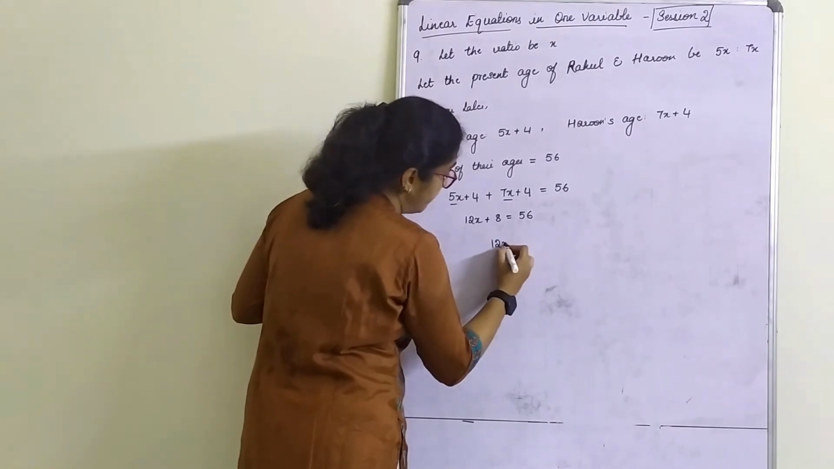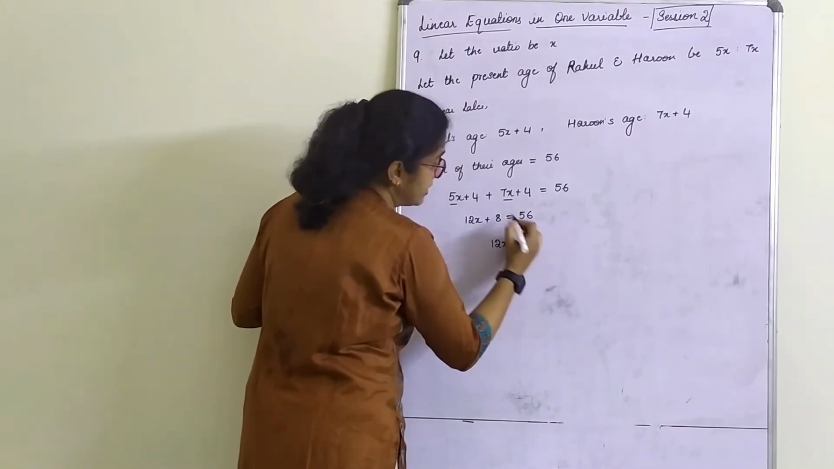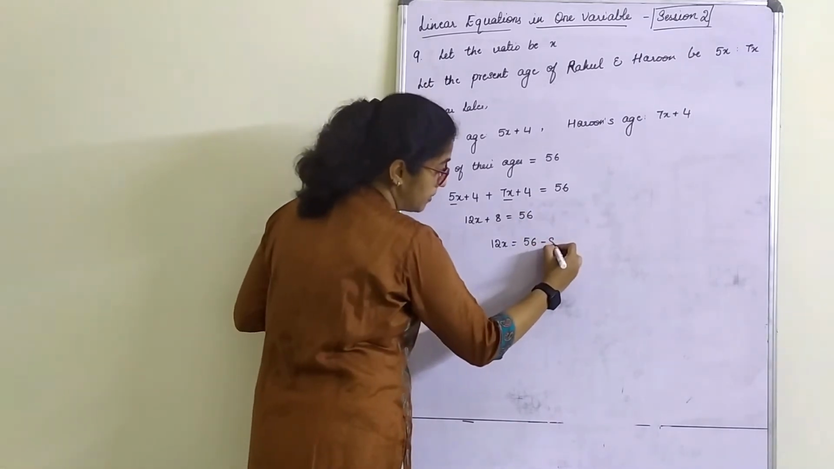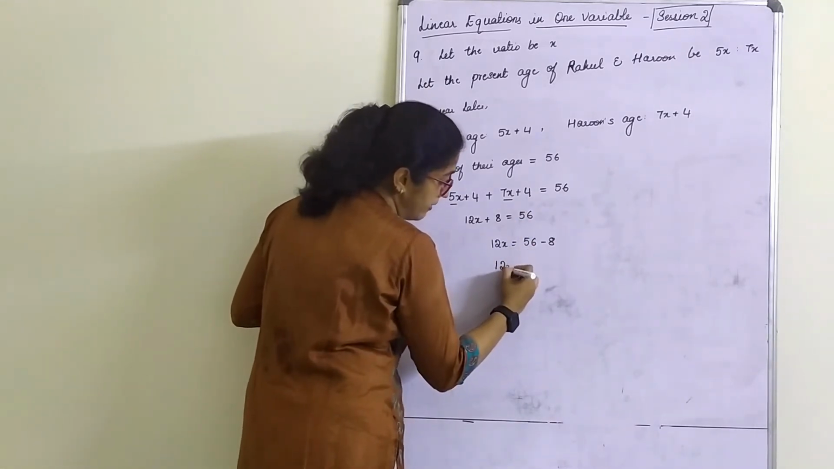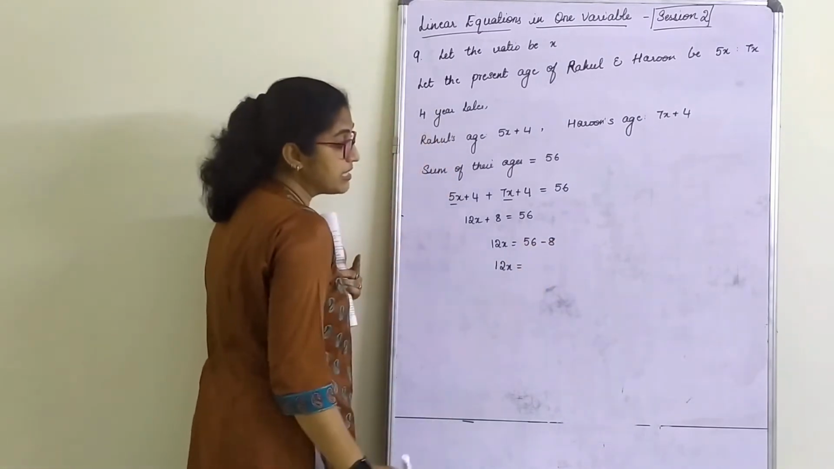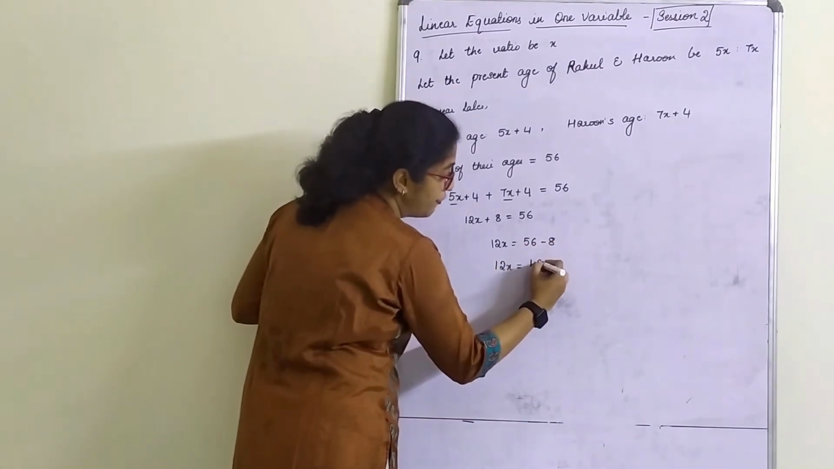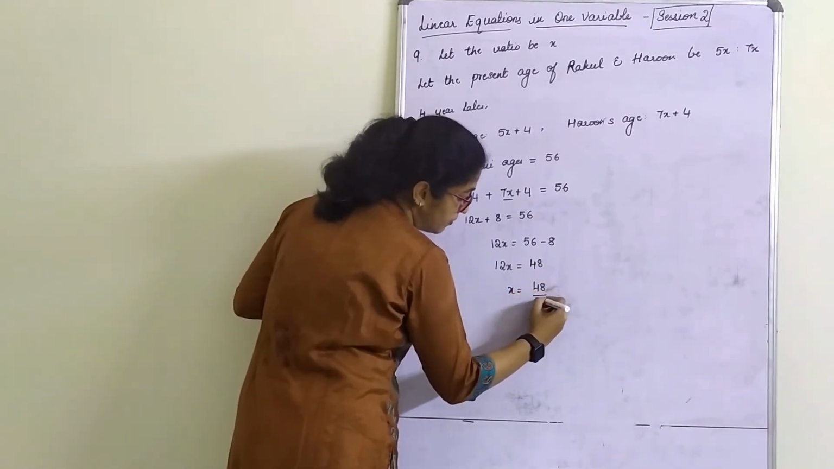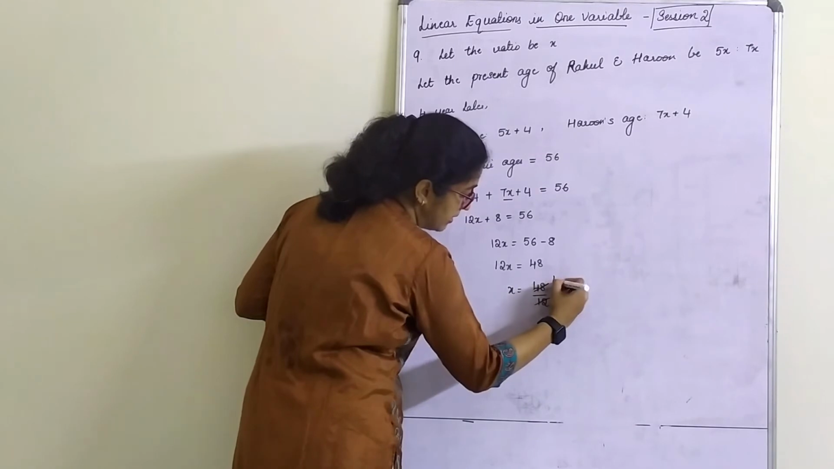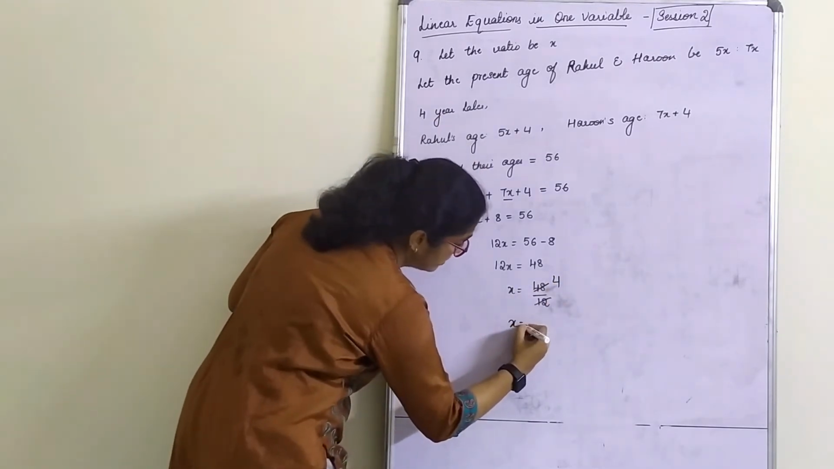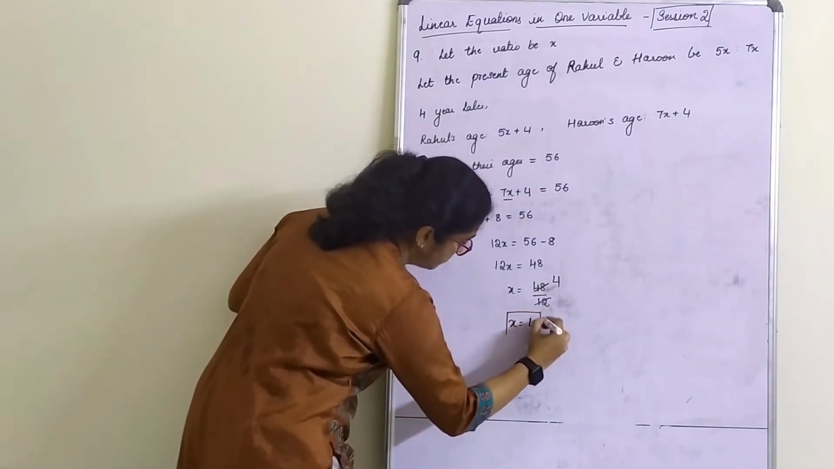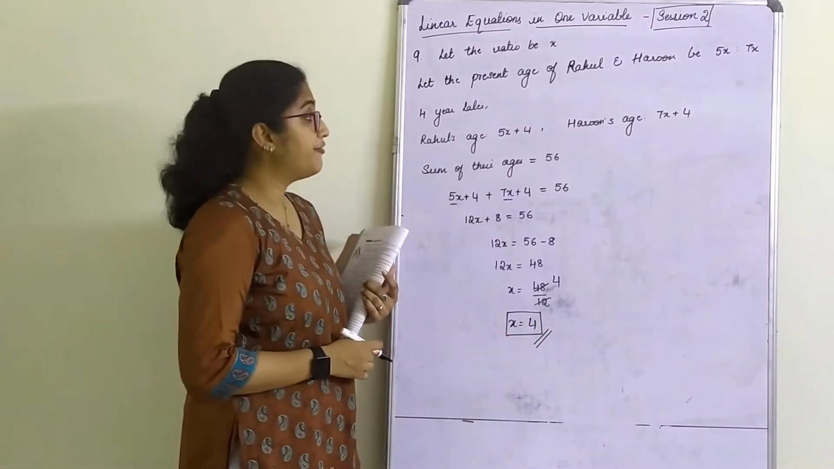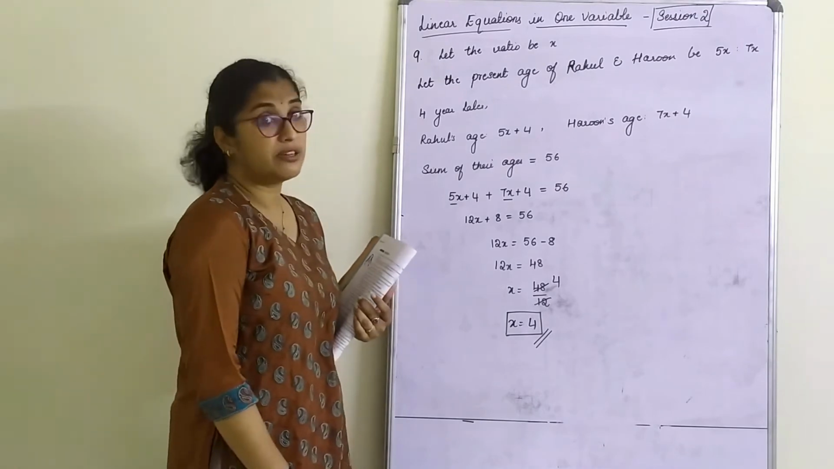So 12x is equal to 56 plus 8. To the other side, when I transpose, it will become minus 8. So 12x is equal to 56 minus 8. You will get 48. x is equal to 48 divided by 12. 12 ones are 12, 12 fours are 48. x is equal to 4. So x is 4. So depending upon the x, we can find Rahul's and Harun's present ages.